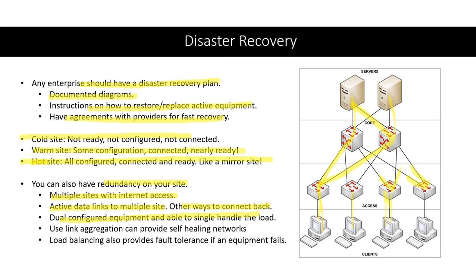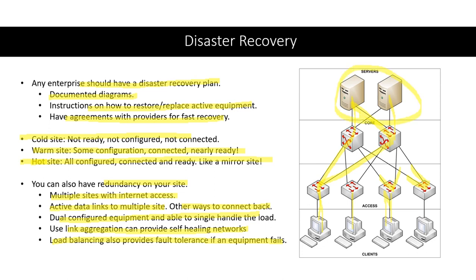So you have two servers, at least two core routers on the access layer, so you've got only one switch, but the switch has multiple uplinks, so you have redundancy on that, and the computer gets connected there. And these are the multiple uplinks, so you can get redundancy there. So the dual configured equipment is able to handle the load.